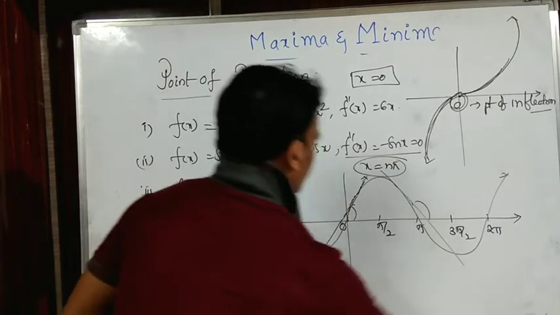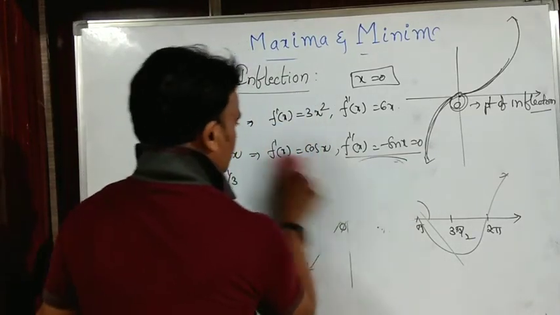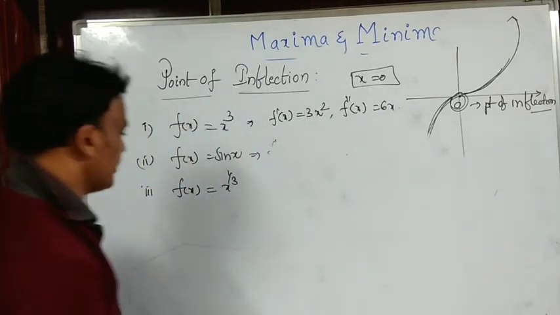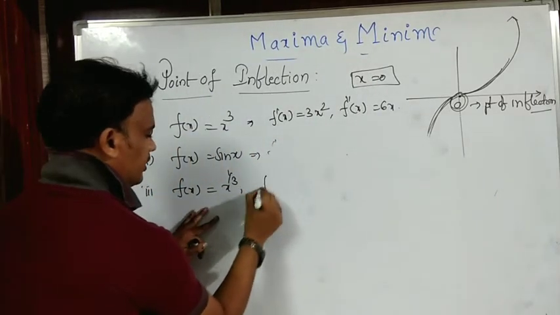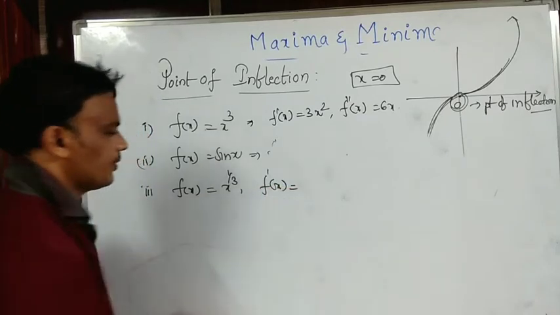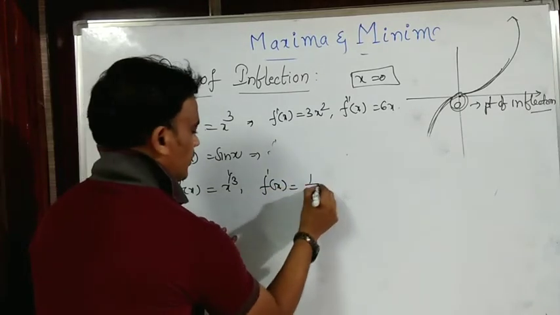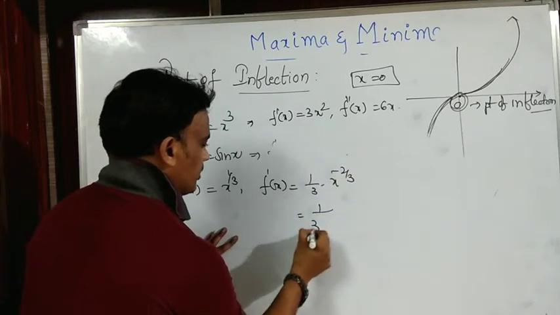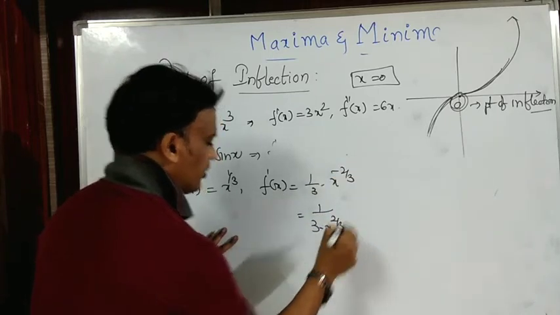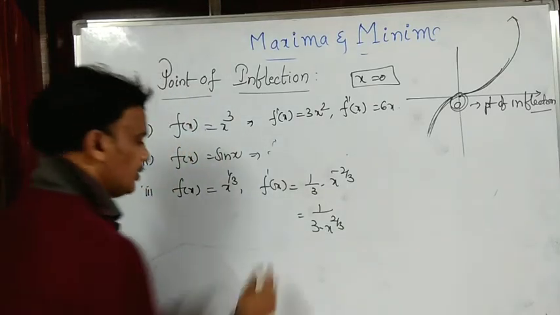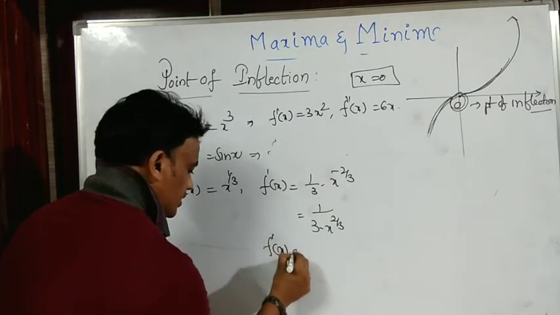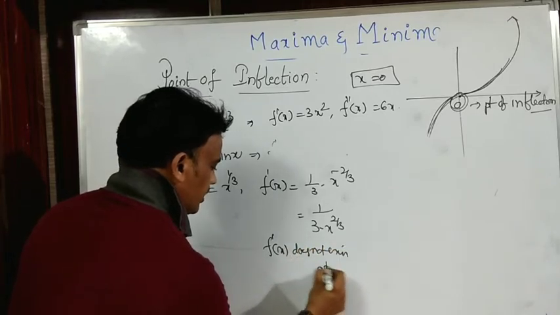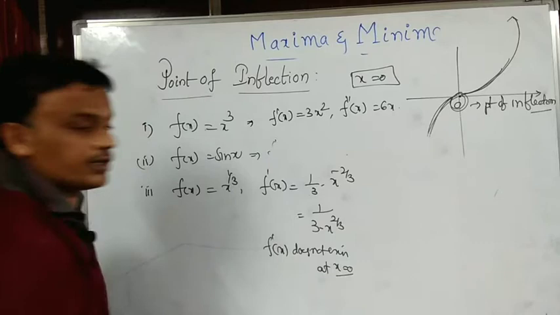Students, let us see the third curve. f of x is equal to x power 1 by 3. What is f dash of x? It is 1 by 3 into x power minus 2 by 3. Am I right or not? So first of all, f dash of x does not exist at x is equal to 0.